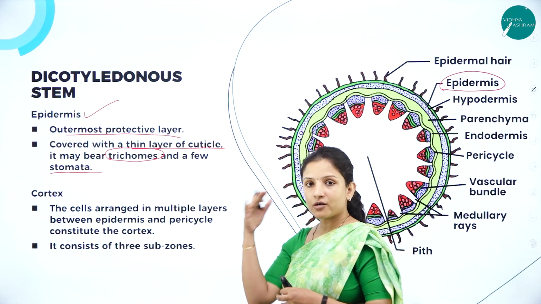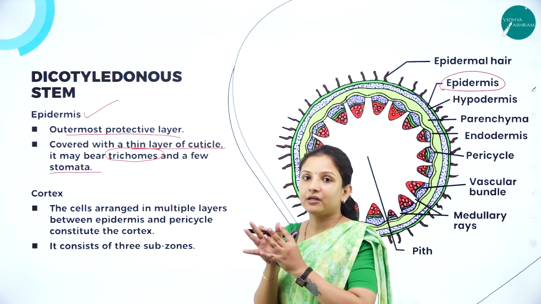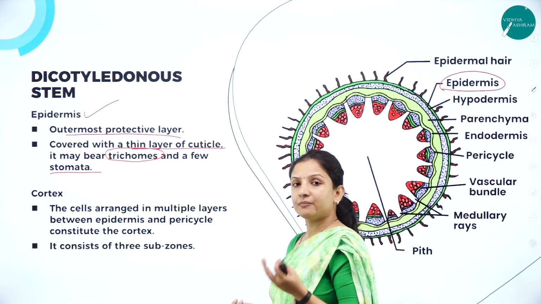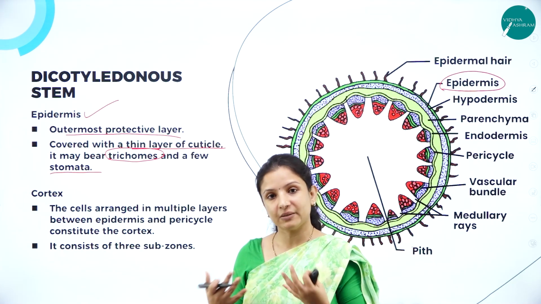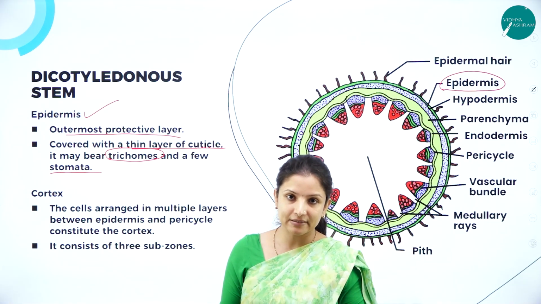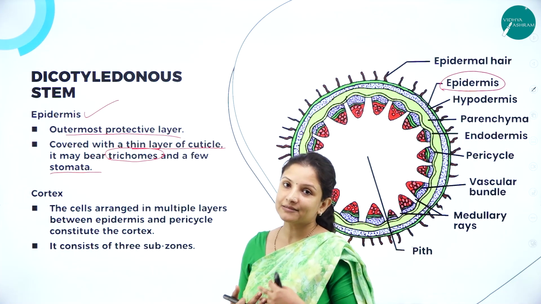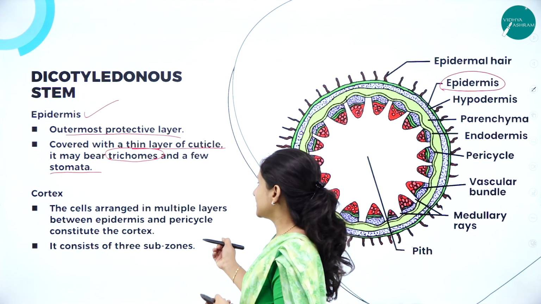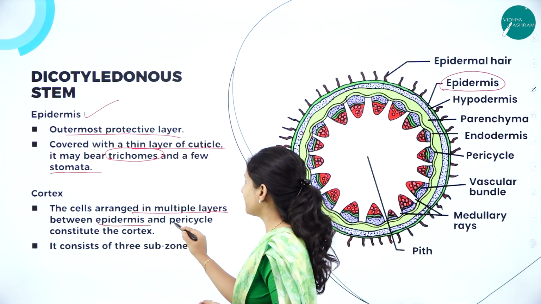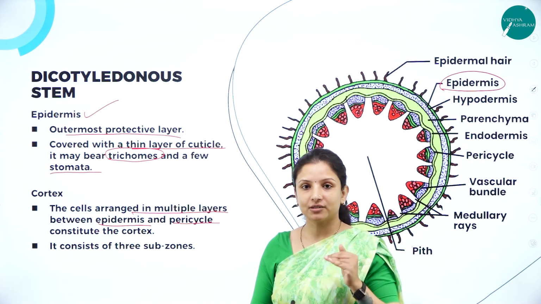Next is the cortex. The cortex is always present below the epidermis. It is placed between the epidermis and the endodermis. In the cortex, the cells are arranged in multiple layers. Sometimes the cortex can be made up of only parenchymatous cells. In some cases, it may be made up of parenchymatous cells, collenchymatous cells, or sclerenchymatous cells as well. But majority of the plants have parenchymatous cells. The cells are arranged in multiple layers between the epidermis and the pericycle. Therefore, it constitutes the cortex. Along with the endodermis, we call it the cortex.